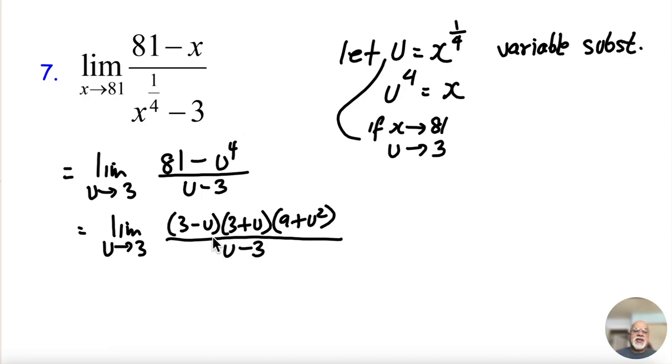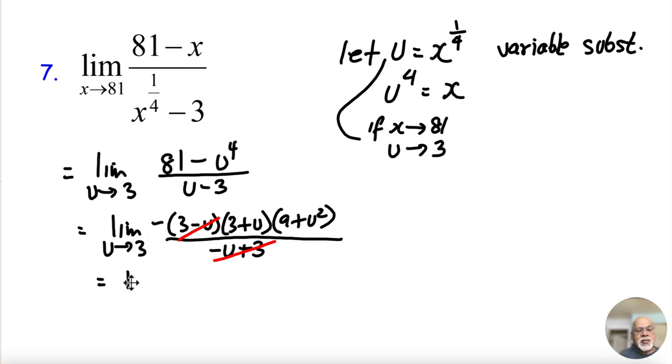Now hopefully you can see how we can cancel the 3 minus u and the u minus 3. They really just differ by a factor of a negative. So I could put a negative here and then change this to a negative and a positive. In other words, I multiply the top and bottom by -1. And now these things can cancel because they both say the same thing.